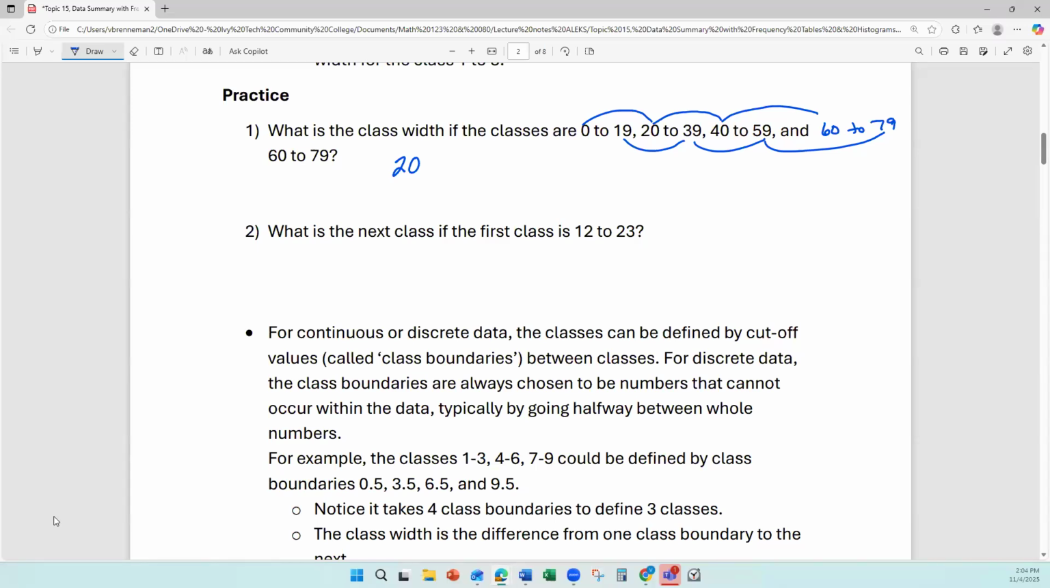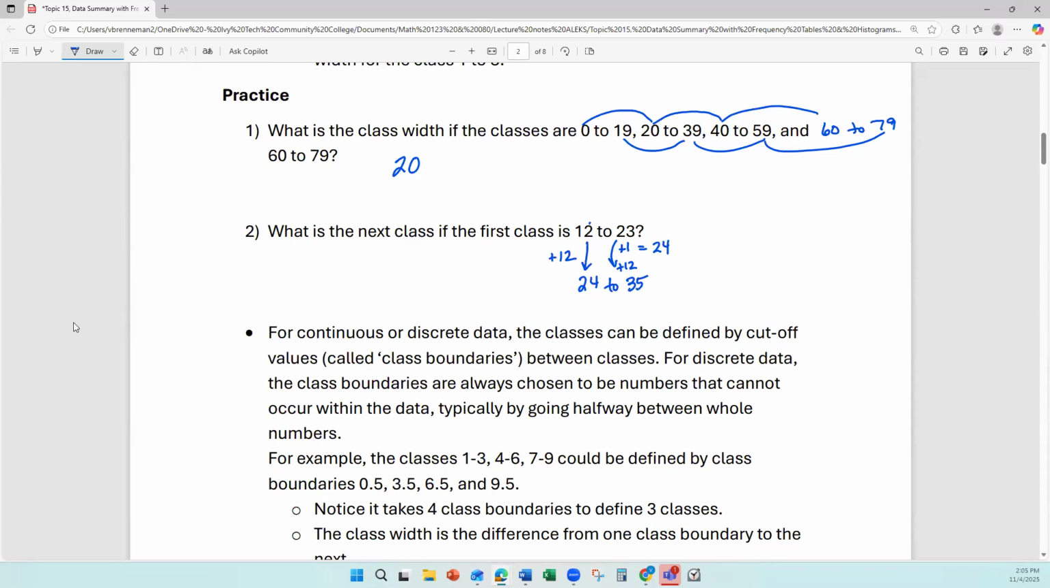Then if we have a class 12 to 23, again, when it's this type of labeling, the next class will start at the next number after where the previous class ends. So it ends at 23, the next one starts at 24. So then you want to look at what you do to get from 12 to 24, and that is adding 12. So you'll do the same thing to the 23 to get the end. So 23 plus 12 is 35.